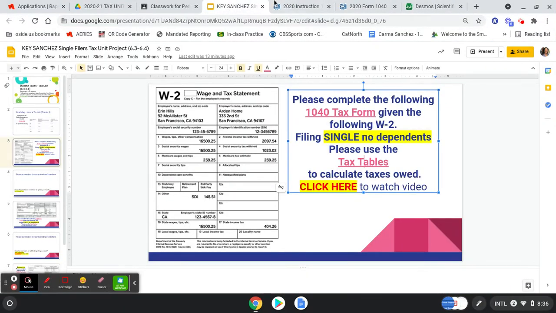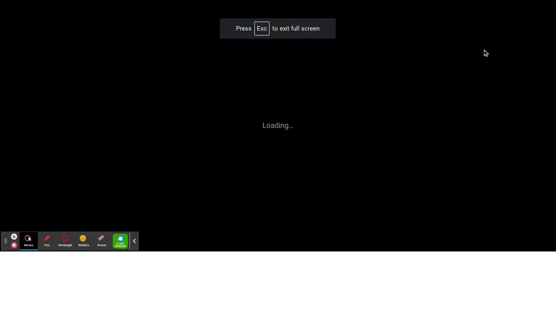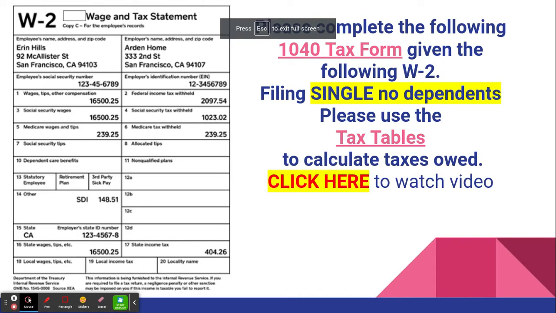I'm going to go ahead and hit present here just so you can see it a little bit bigger. If you need to increase the size in this to see it, feel free to. We're talking today about a single filer, Erin Hills. As far as we know, Erin Hills has no dependents, and so we are going to just be doing this tax filing as a single, no dependent filer.